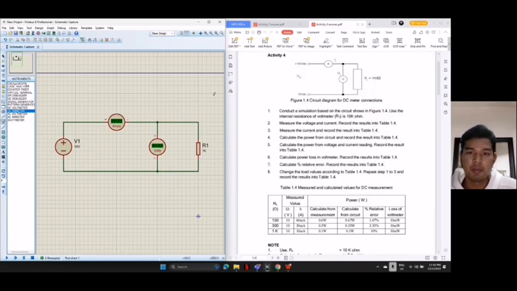Here I will explain the activity for the experiment. As we can see, this is the circuit diagram that was given for this experiment, and this one is the circuit diagram that I built in the software.